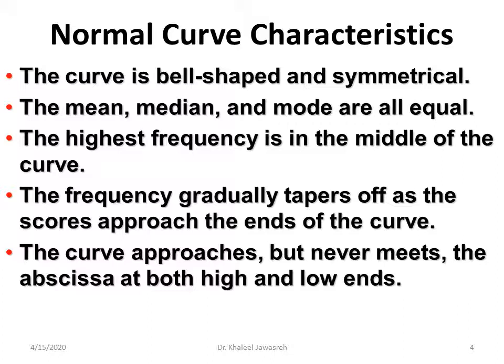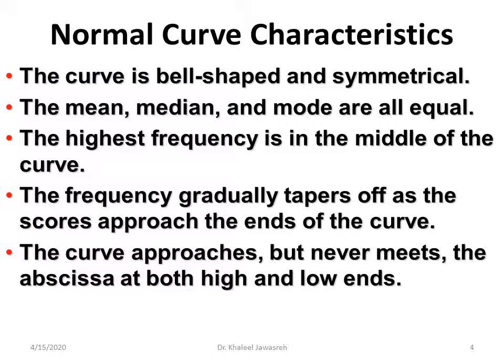They will not be able to meet with each other, and the abscissa at both high and low ends. It should be like this. Those are the main characteristics of the normal distribution curve.